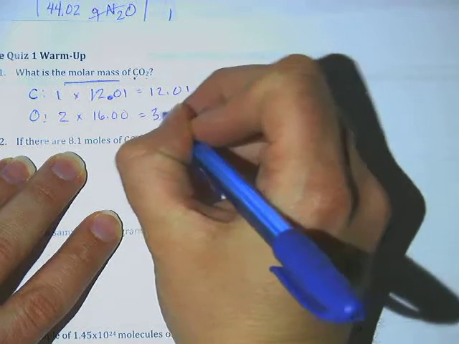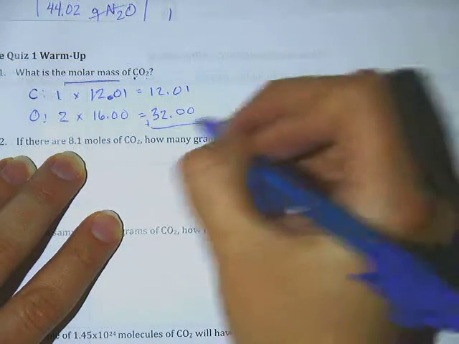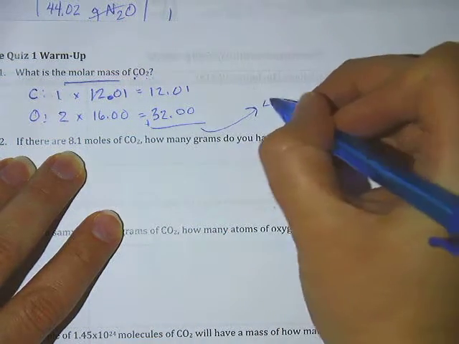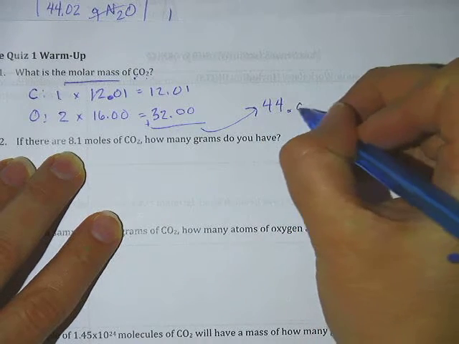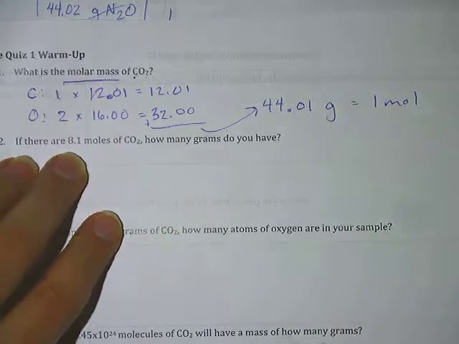When you multiply those things out, you also have to add them up. And you end up, I ran out of space, you end up with a mass of 44.01. That's how many grams are equal to 1 mole for carbon dioxide.